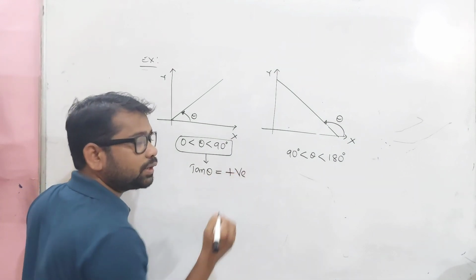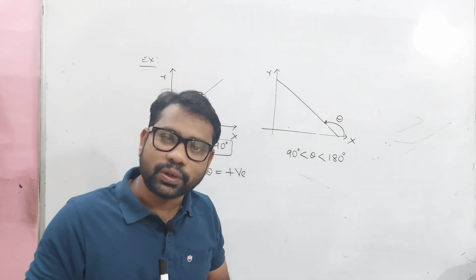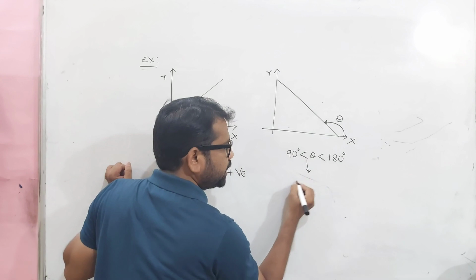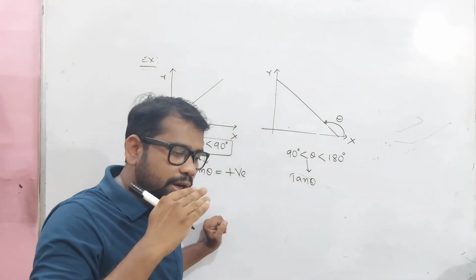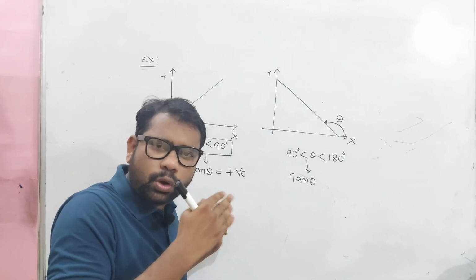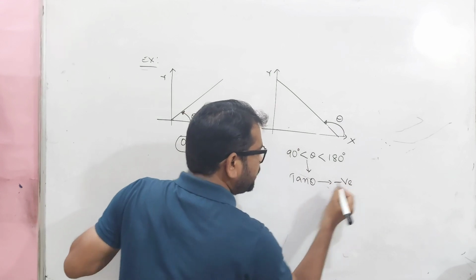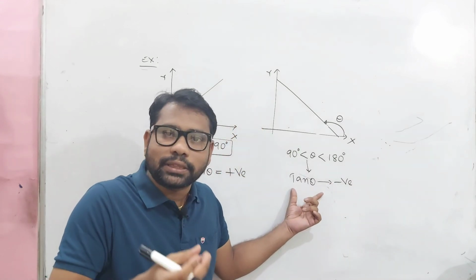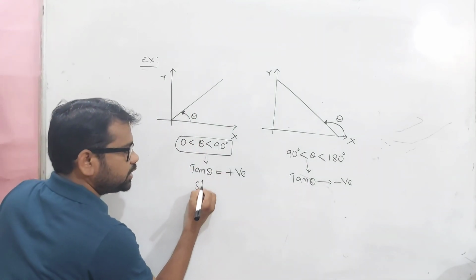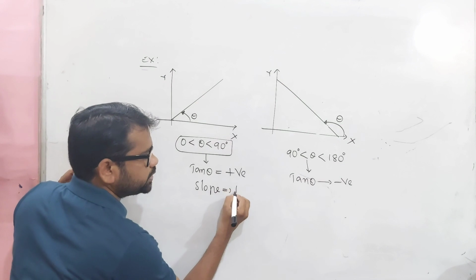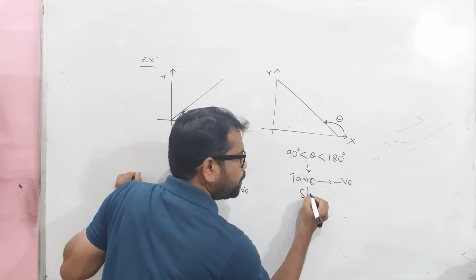I mean, you can take tan 30, tan 45, tan 60. These all are positive values only. Whereas in this case, dear children, tan theta values, I mean tan 135, even you can take tan 180, these all are negative values only. So, here tan theta is going to be negative. But tan theta is nothing but the slope. So, as tan theta is positive, we can say that the slope is also positive only. Here, as tan theta is negative, we can say that the slope of the graph is negative.